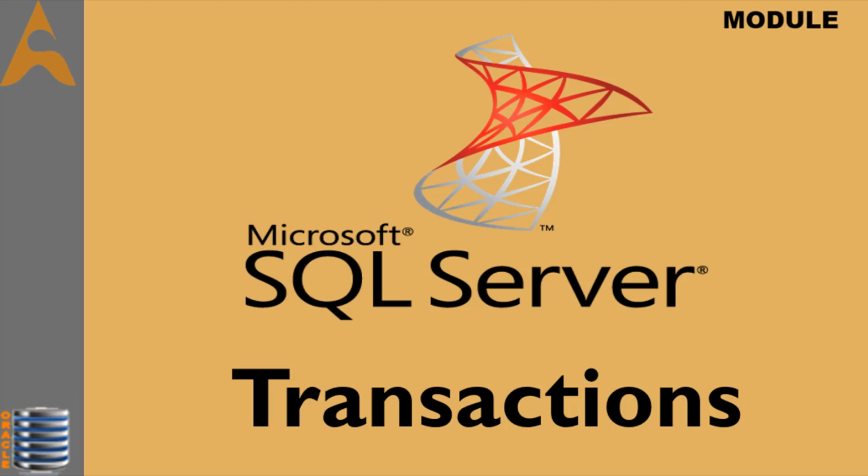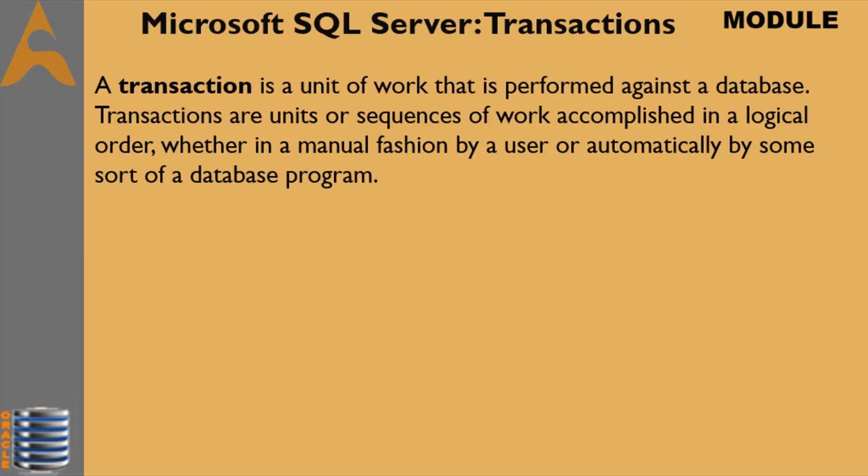Let's start our session. A transaction is a unit of work that is performed against a database. Transactions are units or sequences of work accomplished in a logical order, whether in a manual fashion by a user or automatically by some sort of a database program. A transaction is the propagation of one or more changes to the database. For example, if you are creating a record or updating a record or deleting a record from the table, then you are performing a transaction on the table.